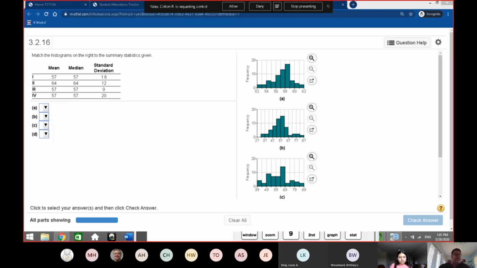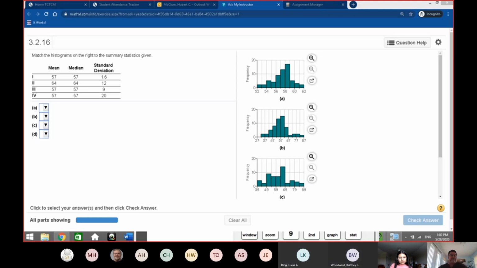All right, so here we go. The first one says I got a mean of 57, and I'm going to add 1.6. Now, I'm not going to sit here and add 1.6, so I'm going to add 2. So that's going to be 59, 61, 63, and on the left 55, 53, and 51.